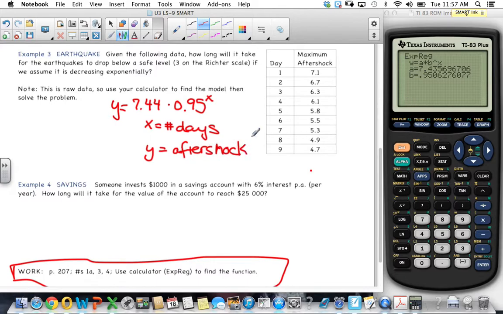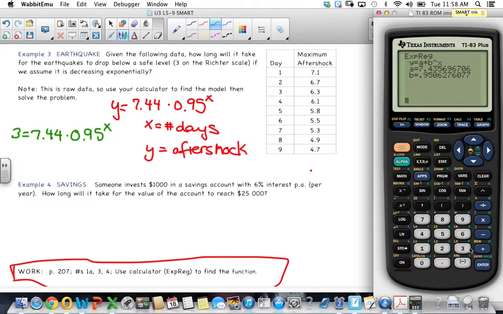Okay. The whole point of finding these models is to make predictions. So the goal is to find out when it will safely return to a level 3. So in this case, we're going to make y equals 3. So we have 3 equals 7.44 times 0.95 to the x. I'm going to divide both sides by 7.44. So I'll do that on my calculator.